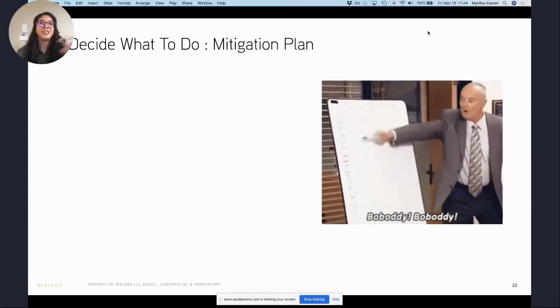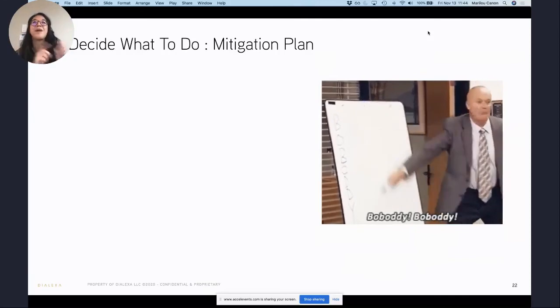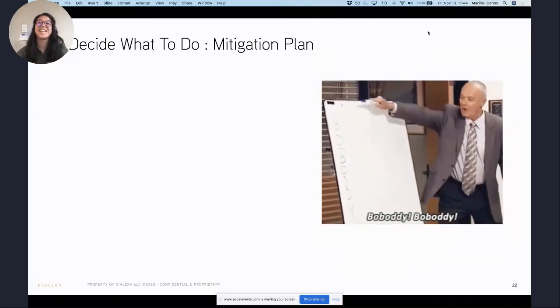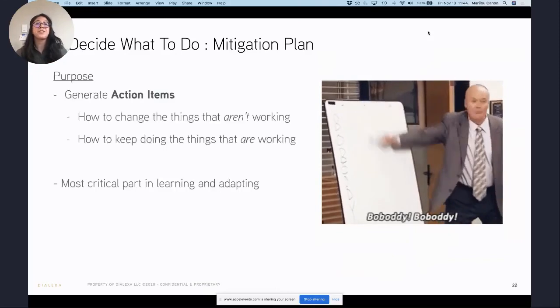Okay, so you dumped, you grouped, now we talk about it. This is the meat of it, deciding what to do or creating a mitigation plan. The purpose of this discussion is to get to the outputs, which are action items. After you identify the themes, get the context, get the perspective, be like, oh, that's what you meant, or oh my gosh, I didn't realize that was the thing that was hurting you. Let's change that, right? So this is where we look at the themes and say, how do we want to change things that aren't working?